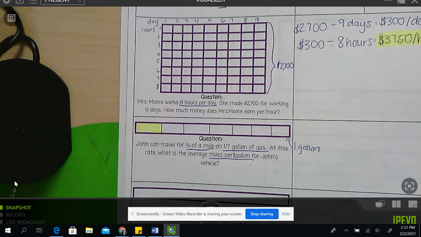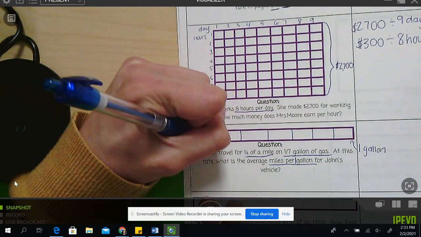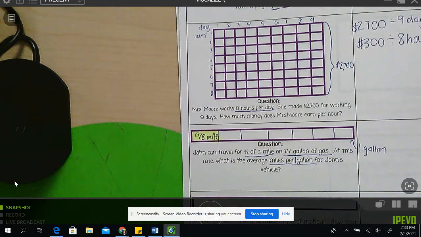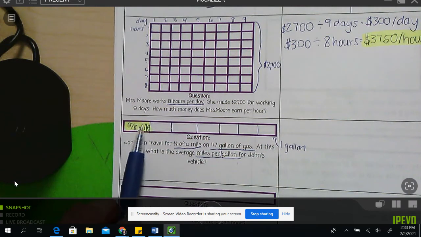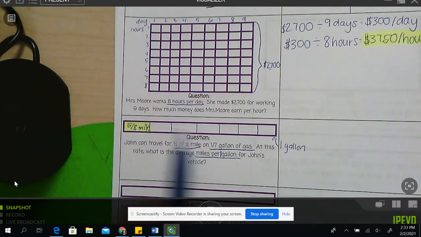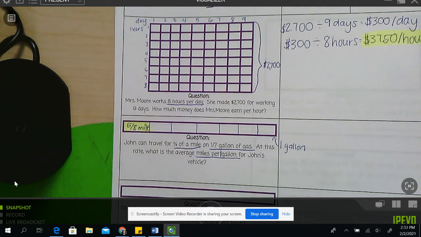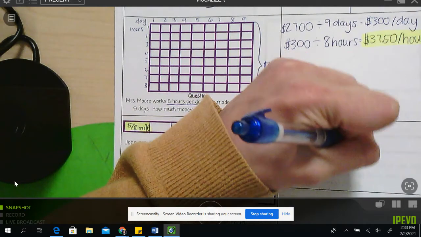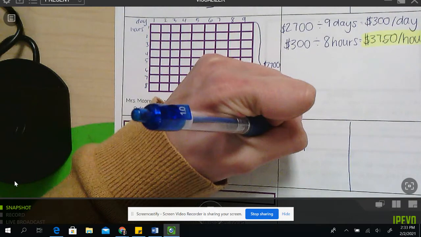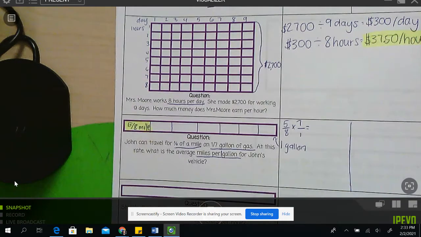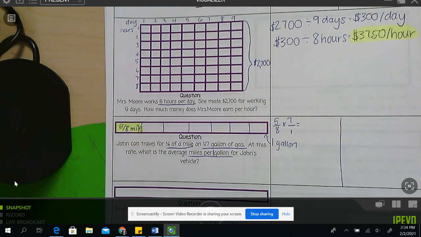1/7 of a gallon of gas will get him 5/8 of a mile. Okay, so if we have 1/7 of a gallon of gas gets him 5/8 of a mile, we want to know a whole gallon. So really, we're going to multiply by 7 because we want to know 7/7. Okay, so kind of like before, we're going to show our work 2 ways. First, we're going to take the 5/8 times 7 to get us the whole gallon.